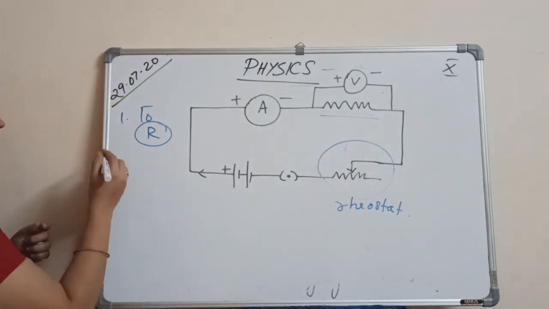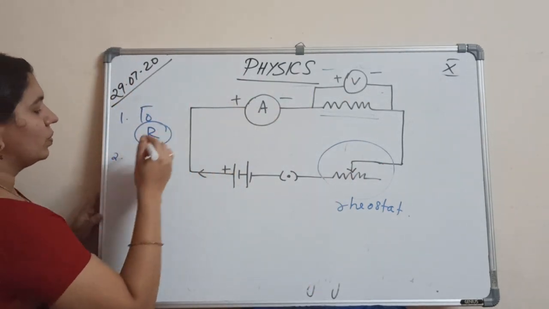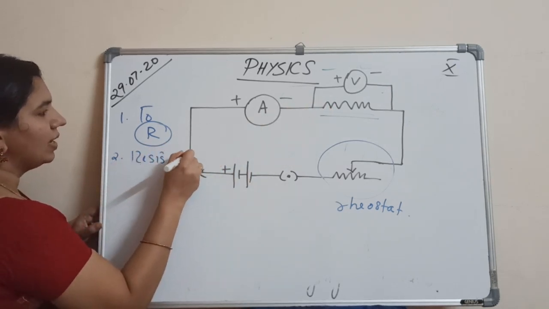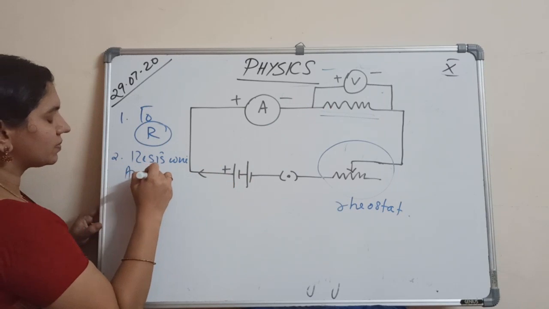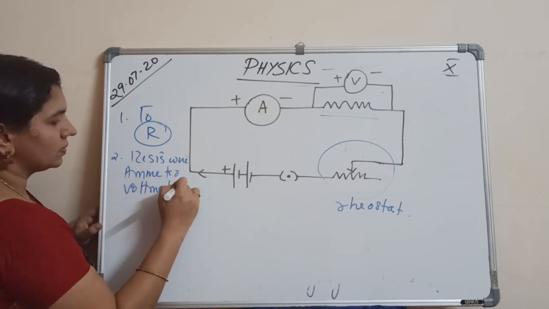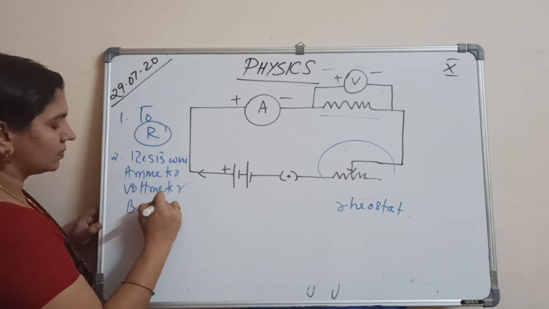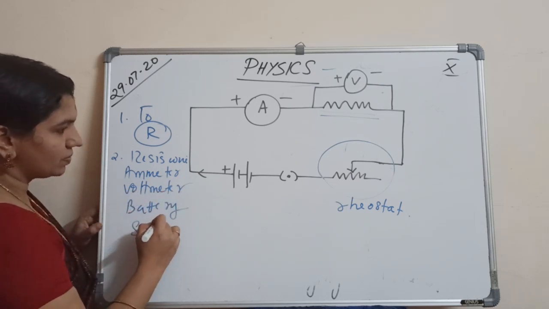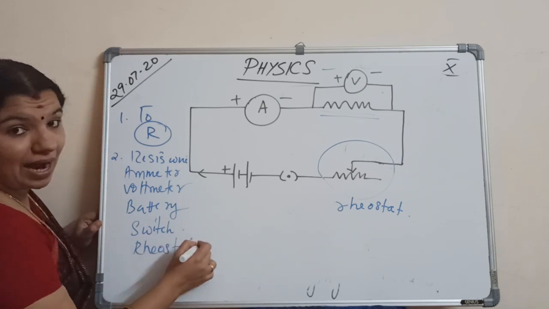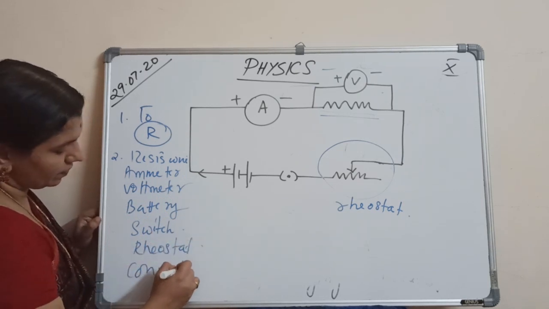So first of all, we write the materials required are, what are they? A resistance wire, then ammeter, then voltmeter, battery, then switch, rheostat, and connecting wires.